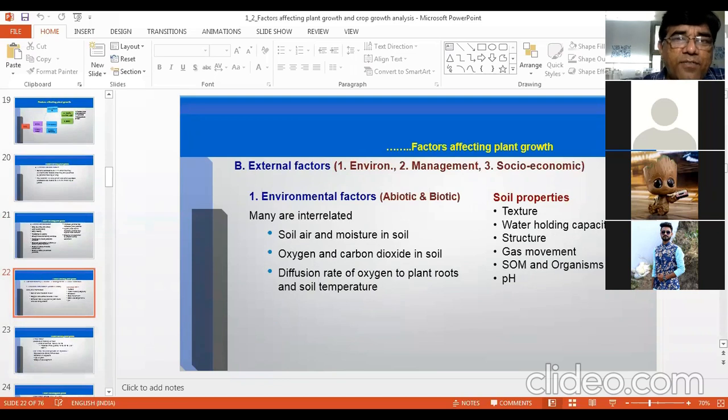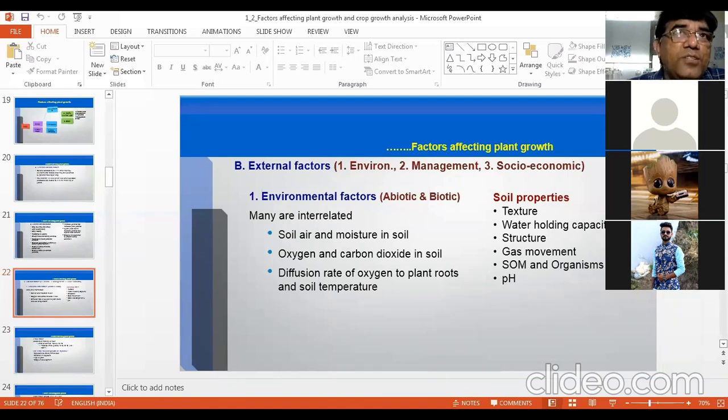Now you see external factors. So external factors as listed in the figure, there are environmental factor, management factor, and socioeconomic factors. Environmental factors are abiotic and biotic factors. So if we see abiotic factors, so many abiotic factors are interrelated. Abiotic factors, I have already told you, are water, air, nutrients, temperature, soil, and light. So these are abiotic factors, and many of them are interrelated.